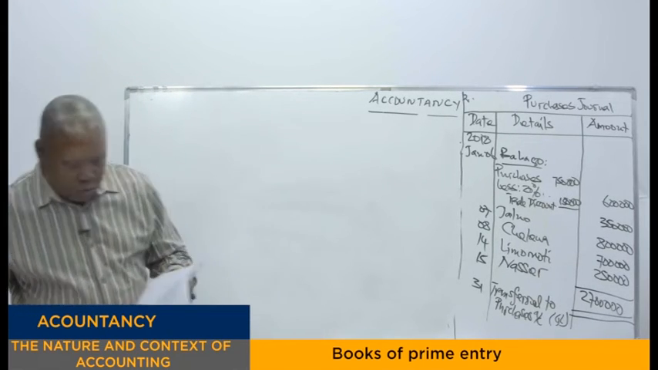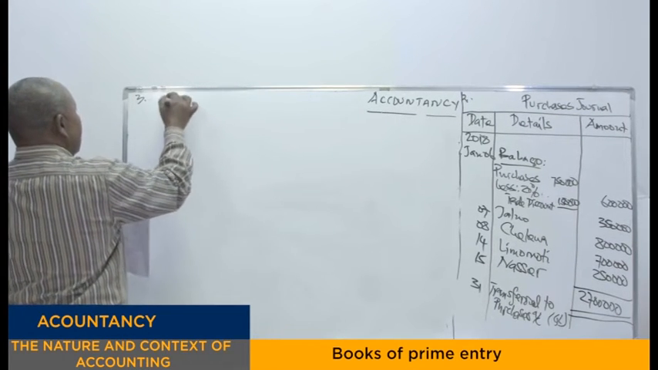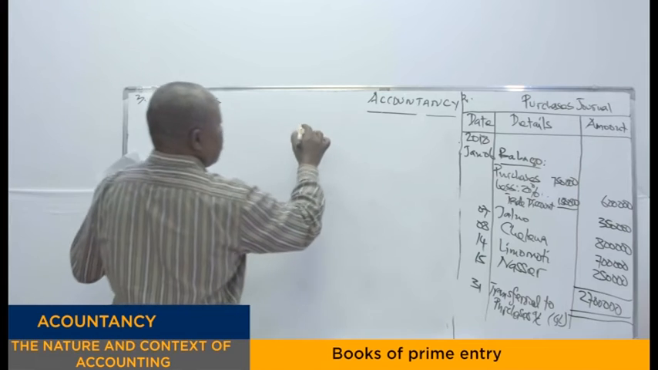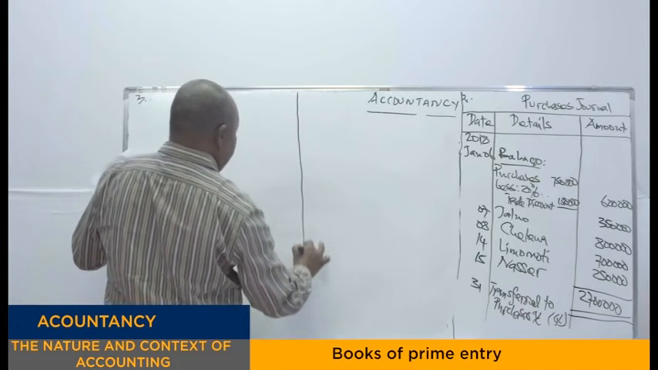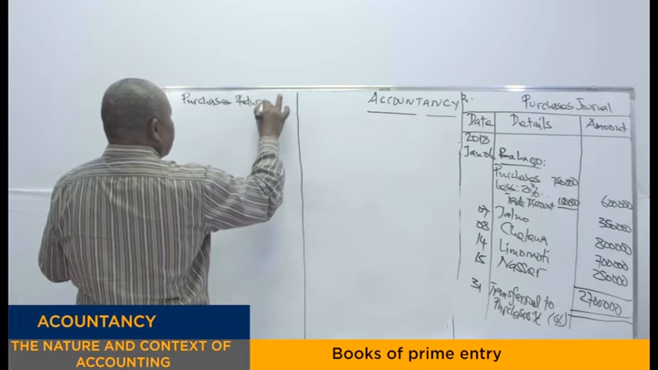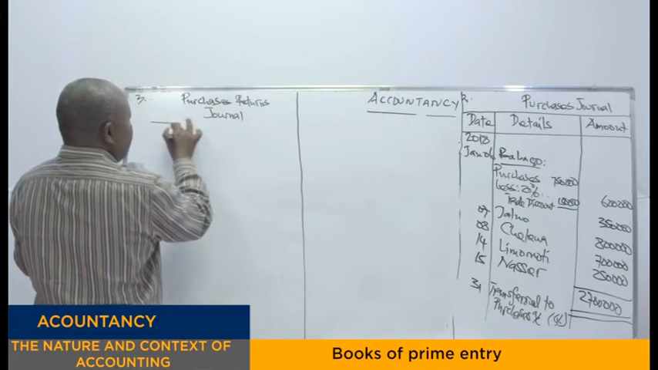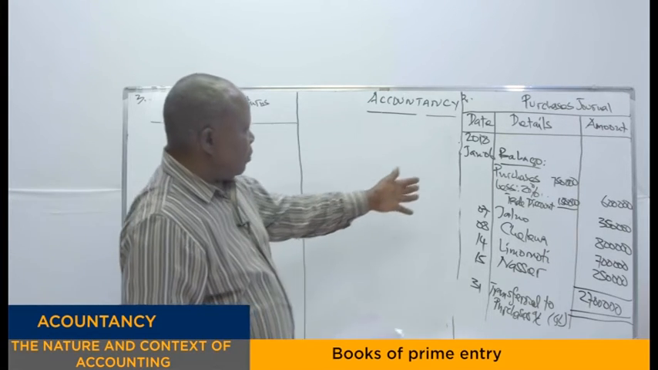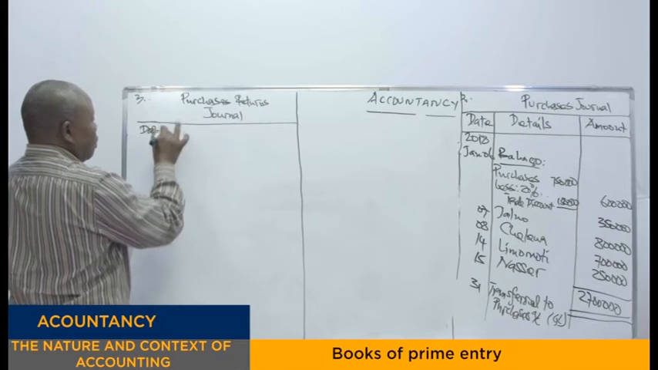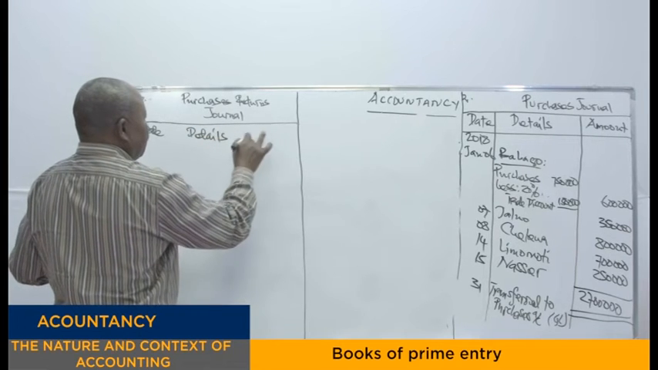Now the third one now will be purchases return. So the third one here, purchases returns journal. We'll have the same column like here. So we'll have the column for debt. We have a column for details. We have the column for amount.